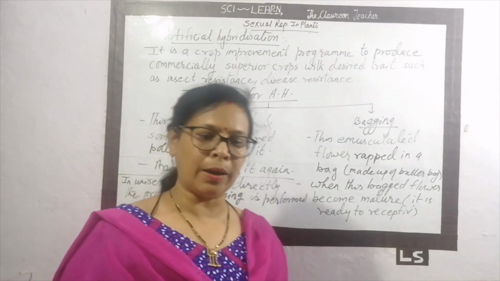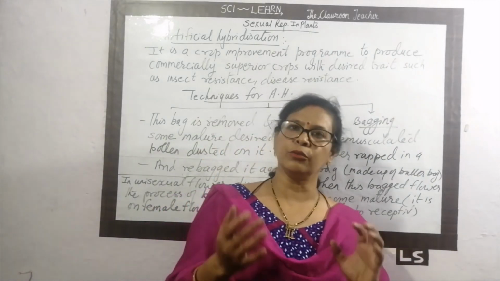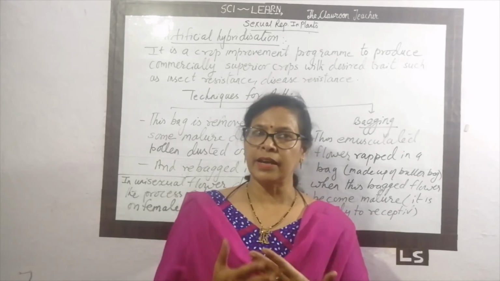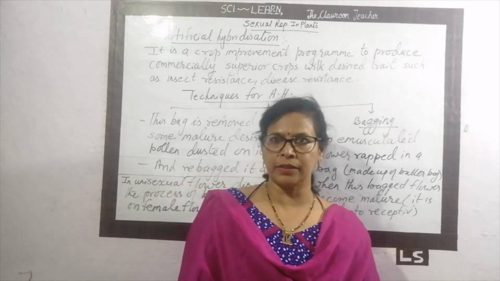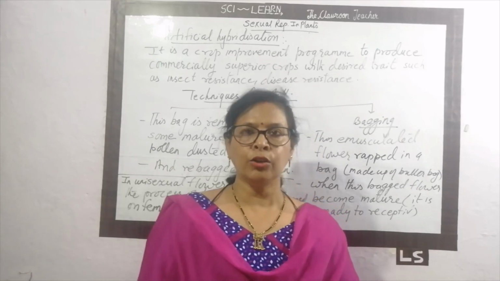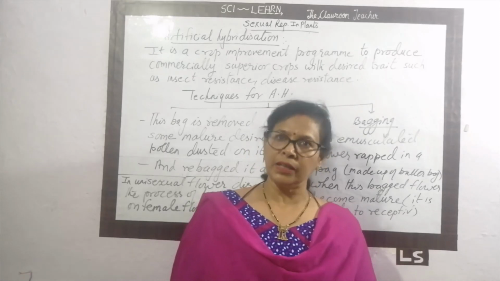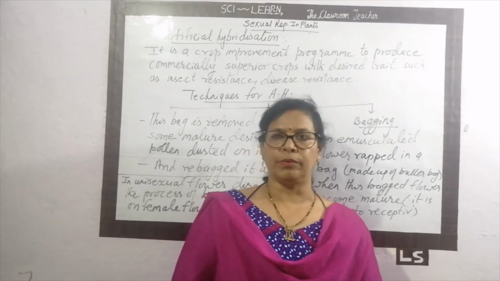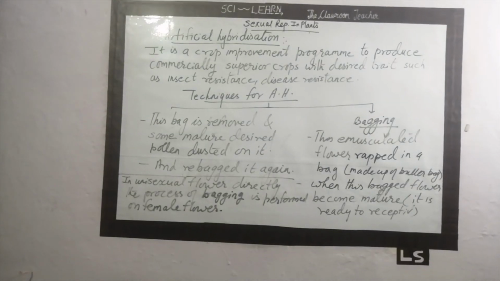So what is artificial hybridization? It is a technique to improve the crop variety. It puts the desired character in the crop, such as insect resistance, disease resistance or weather resistance, etc. Two techniques are commonly used: first is emasculation and second is bagging. Emasculation occurs with the bisexual flower. Bagging is common to both types of flower.